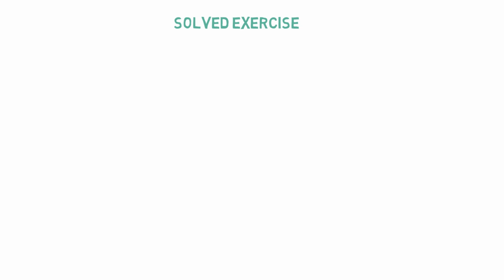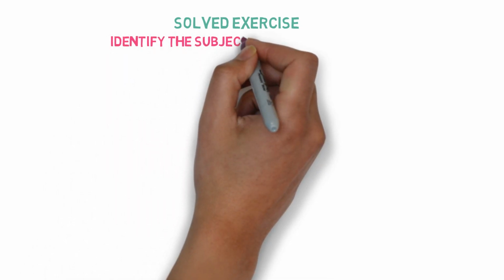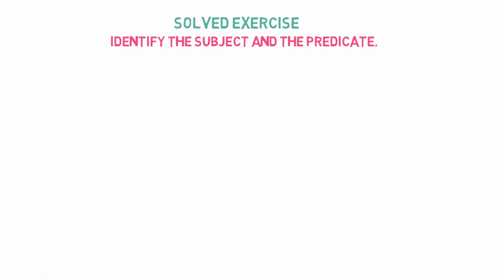Let's look into an exercise. In the given sentences, identify the subject and predicate. First, I will solve 3 questions. Then, I will provide you 3 questions to solve whose answers you will be providing me in the comment sections. Let's look into the solved exercise.